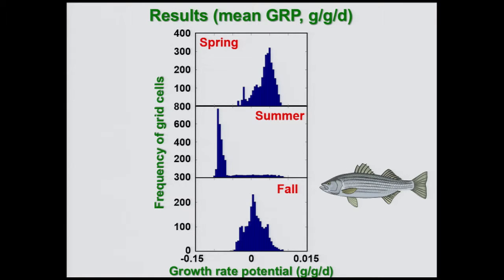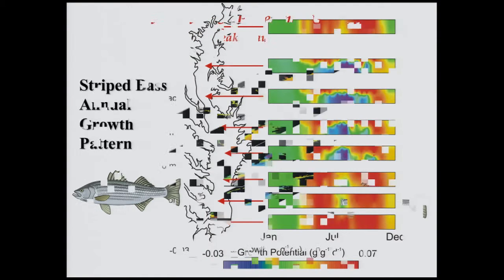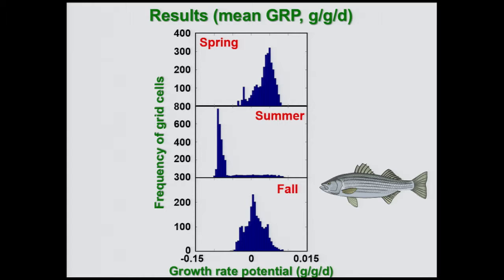And one of the ways to simply summarize that is to look at a frequency histogram of habitat quality in any particular year. If you look at the frequency distribution of growth rate potential, here's the zero value, and in the summertime, most of the area in the Chesapeake is negative growth, meaning they'll lose weight, but there are still areas where they have positive growth. That's a very simple way to characterize what the entire Chesapeake Bay would look like for the striped bass in terms of its habitat quality.